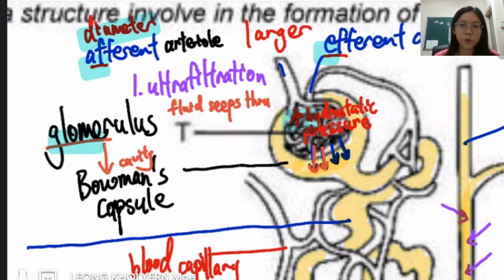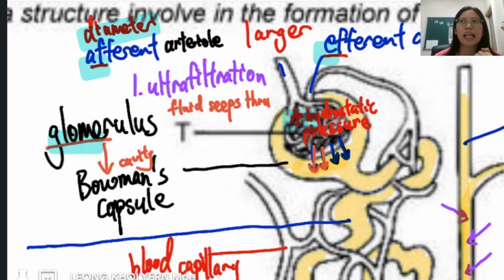Now the fluid, initially the fluid in the glomerulus, is called glomerular filtrate, because it is from a glomerulus. So now you can mention what is inside a glomerular filtrate. Because the red blood cells, platelets, and plasma proteins have a larger size, they can't pass through the wall of the glomerulus into the cavity.